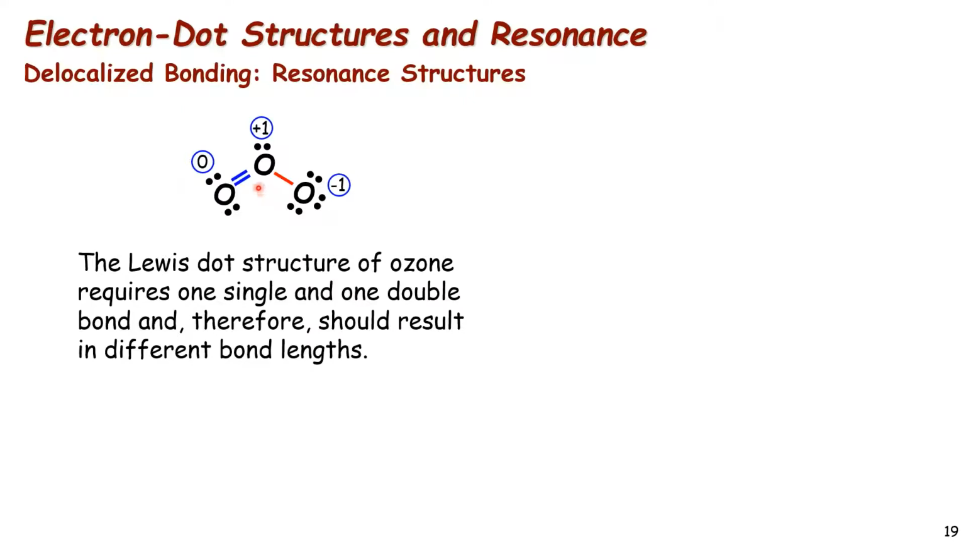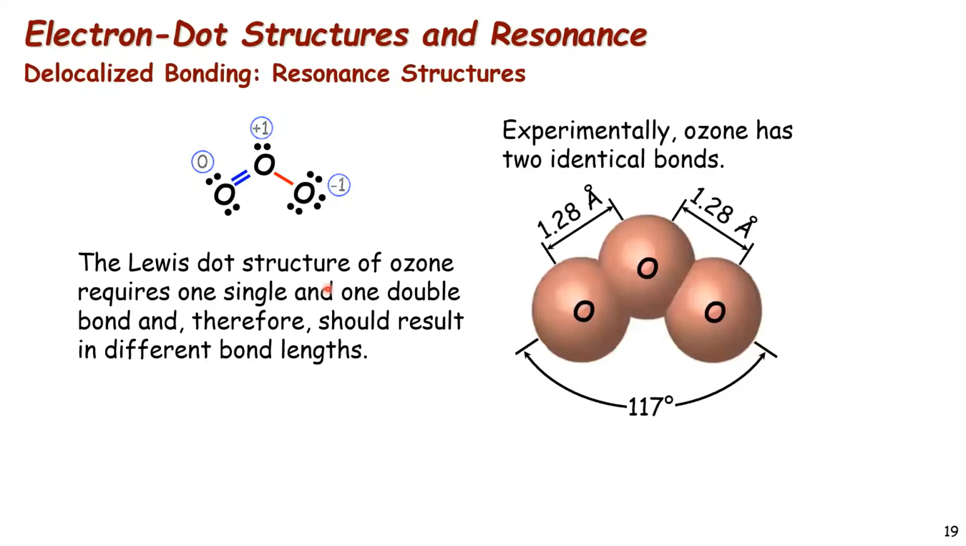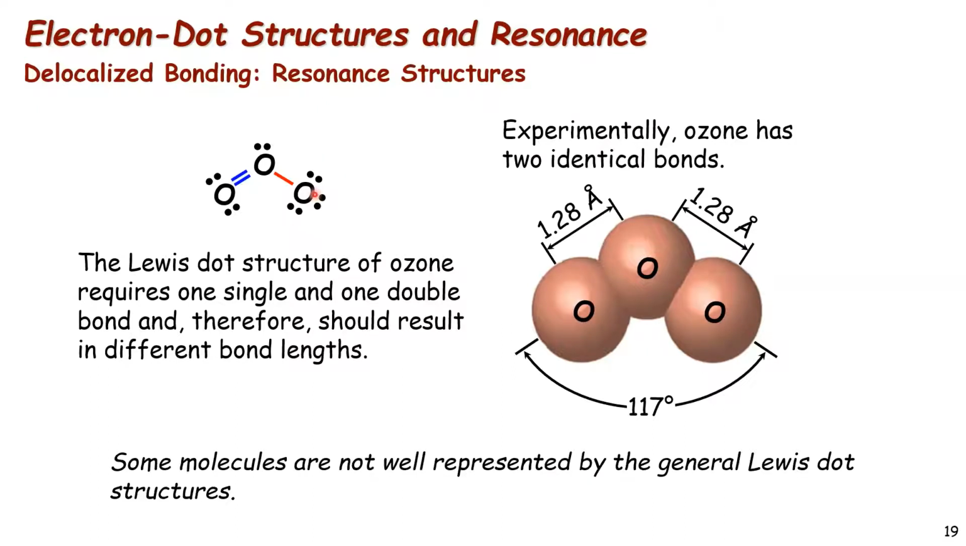Okay, so coming back. Again, I would expect a short and a long bond, but when we experimentally look at ozone, it has 2 identical bonds. They're both 1.28 angstroms. They're both slightly shorter than a single bond, but slightly longer than a double bond. So it's kind of strange. Again, they're equal. So this Lewis dot structure isn't telling us the whole story here. Some molecules obviously are not well represented by Lewis dot structures.